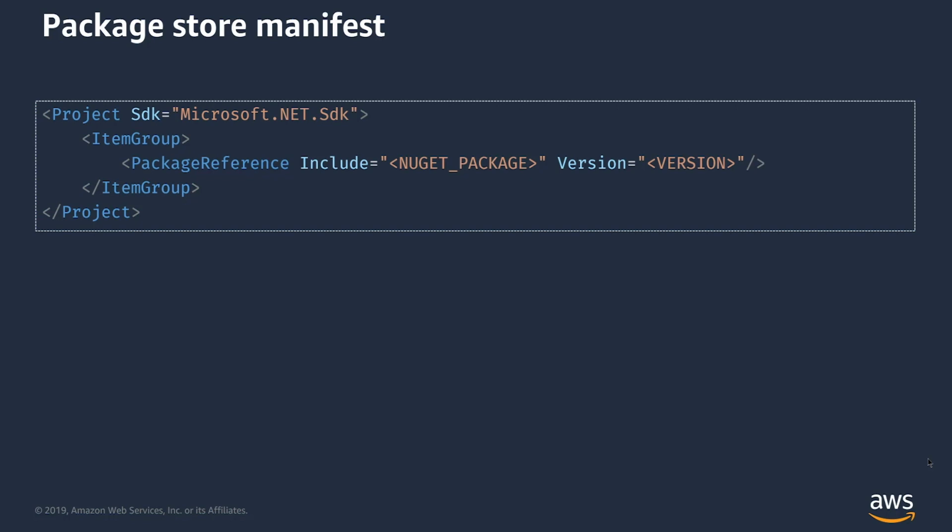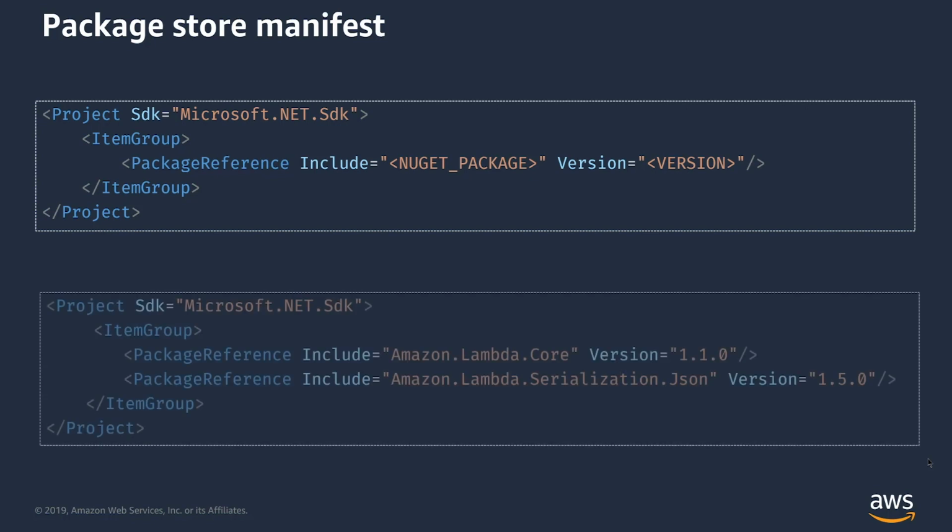All you have to do is create an XML file based on this template as shown here. A sample file could look like this. As you might have already noticed, this XML file is based on the typical csproj file structure. Optionally, you could also use a csproj file for this process. Later in the video, we will see how this file is being used to create Lambda layers.